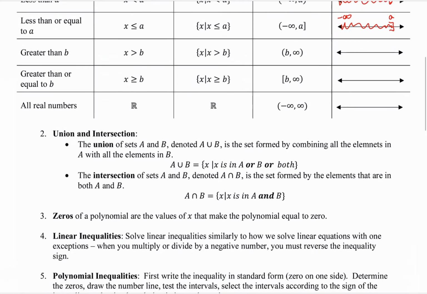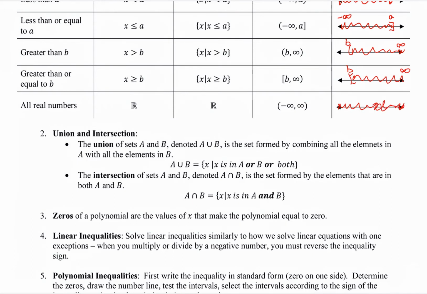I'm going to scroll up so I can see the rest of them. All right. If I have B to infinity, then it should look like this. And if I include B and I go to infinity, it should look like this. And negative infinity to infinity should be the whole line done.